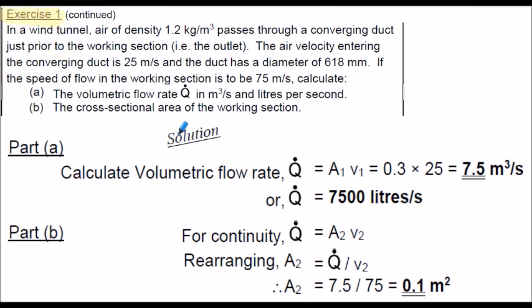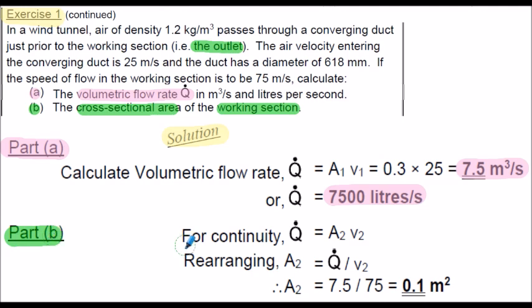Exercise 1 solution continued. Here we're calculating part A, the volumetric flow rate, q dot. So the part A solution, q dot is given in terms of meters cubed per second and also liters per second. And part B, we're calculating the cross-sectional area of the working section. Don't forget the working section is the outlet here. So part B, we're using the continuity equation to calculate the A2 value. So area 2 shown here, 0.1 meters squared.